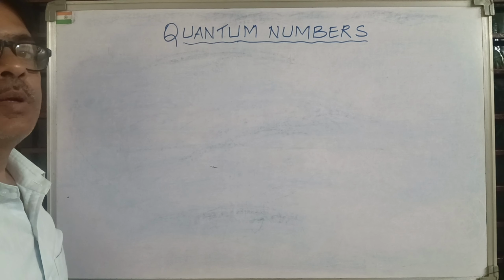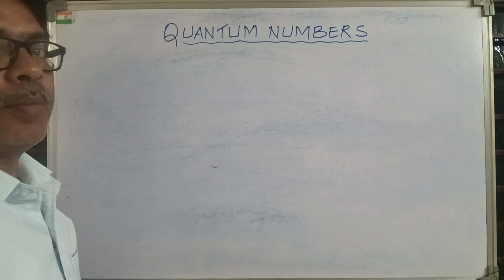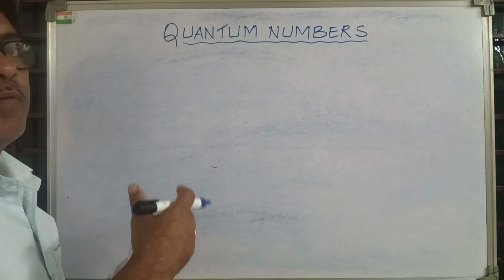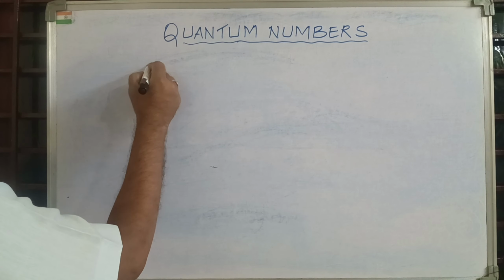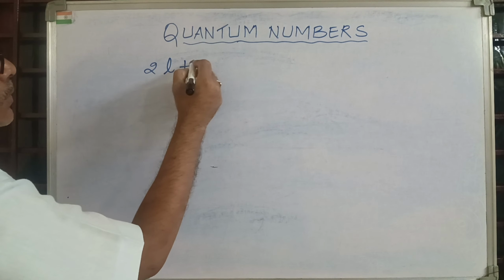The next formula is about the number of degenerate orbitals. N square says the number of orbitals. Now this says the number of degenerate orbitals. The formula is what? 2l plus 1.